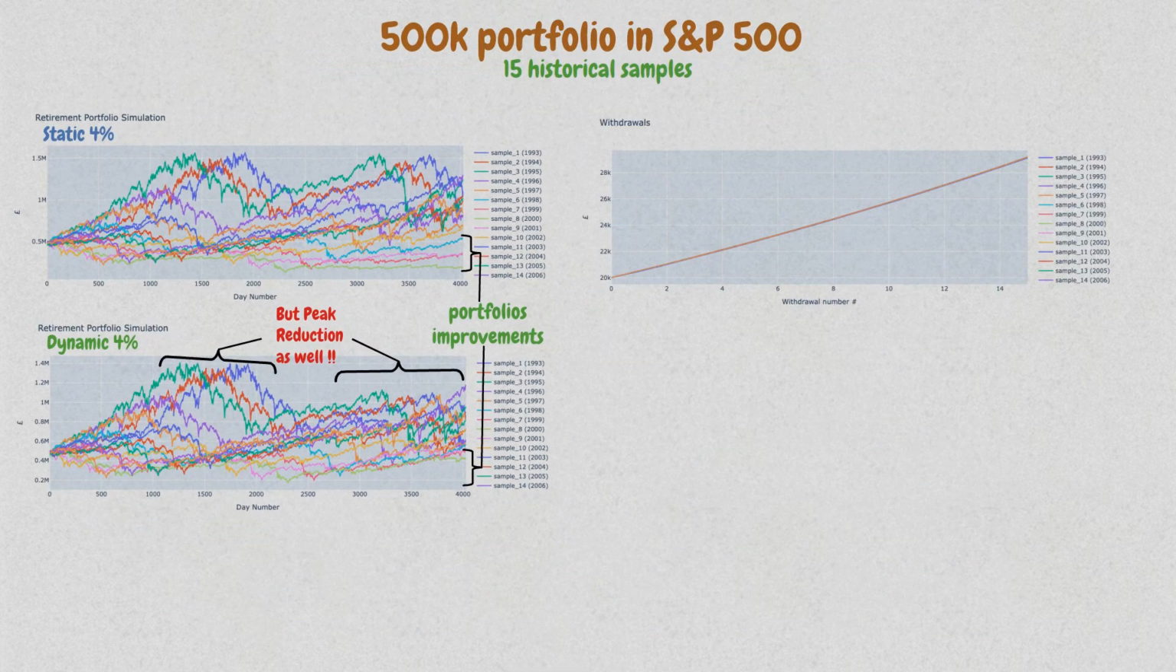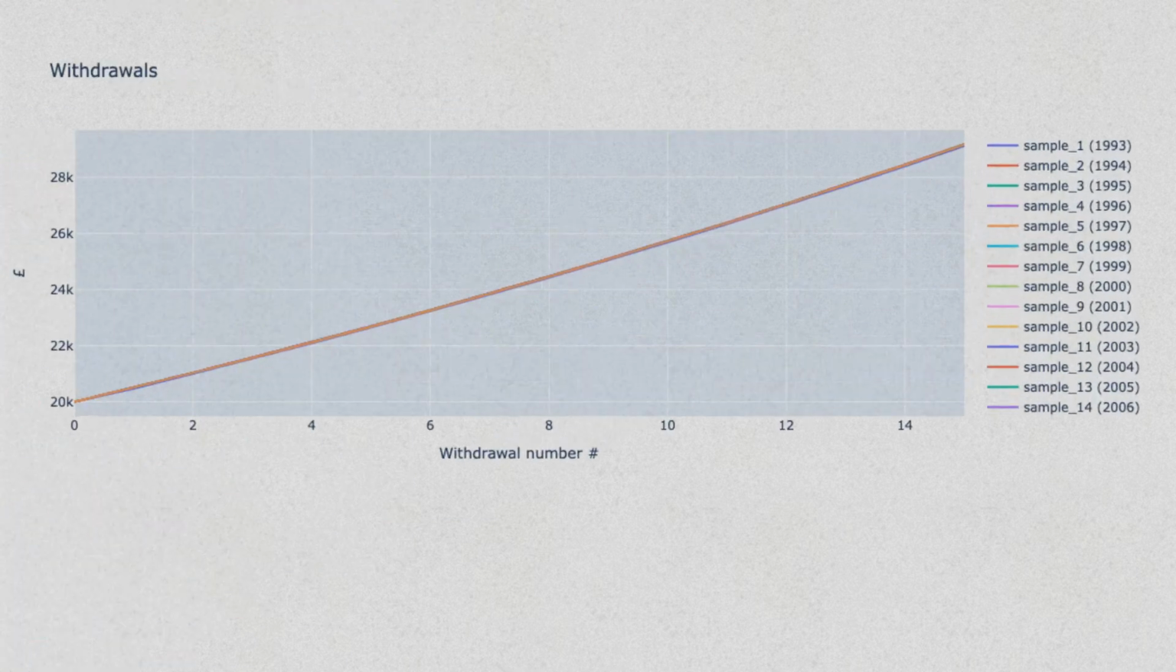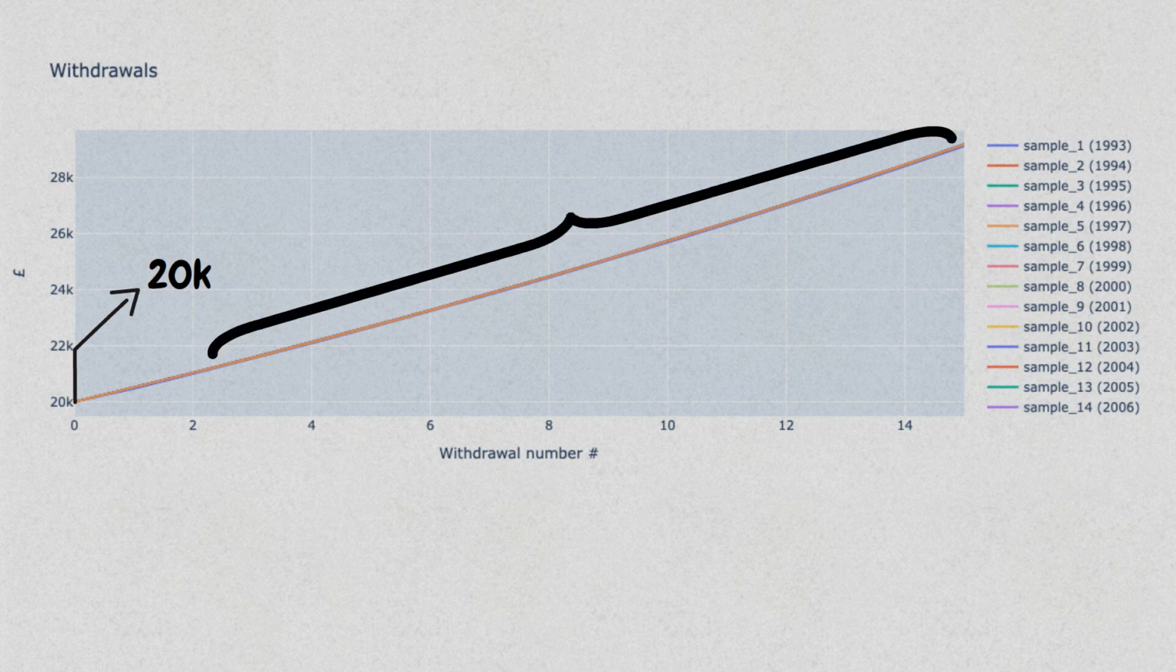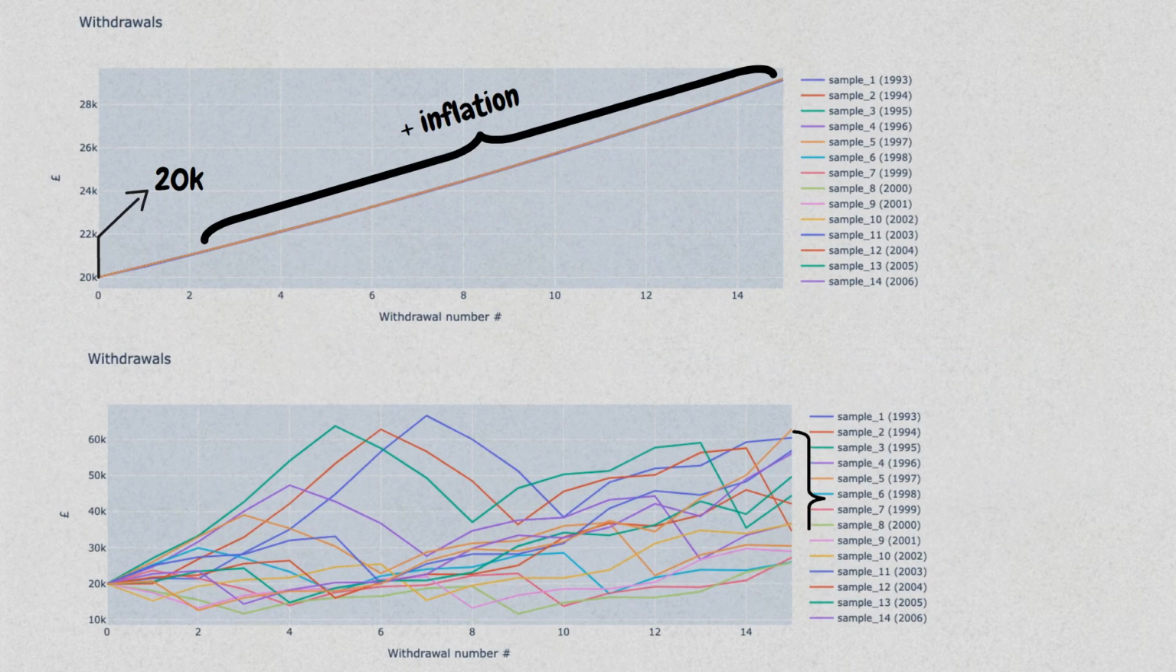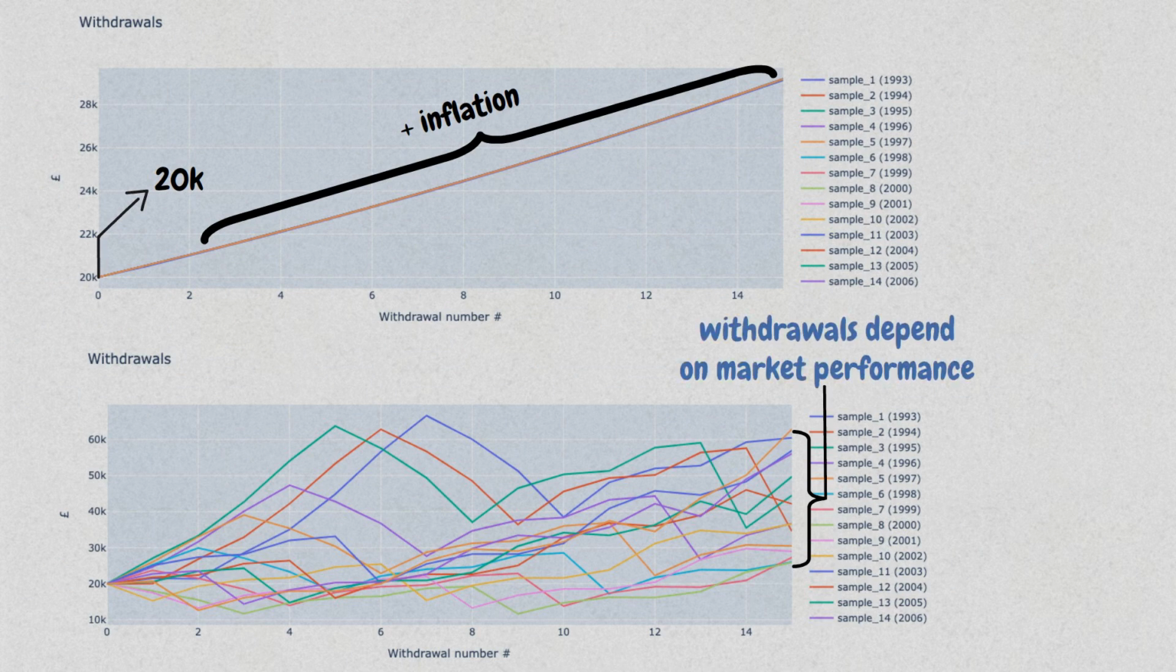These are the actual withdrawals under the static 4% method. All the samples are the same. Why? Well, because no matter what your portfolio is doing, you always take out the same amount. Also, note that the withdrawals are increasing due to inflation adjustments. Now, if you compare the static withdrawals with the dynamic ones, you'll see two things. First, the withdrawals are different under each sample because each have their own performance and corresponding withdrawal values. Secondly, you'll see how the withdrawals also vary over time.